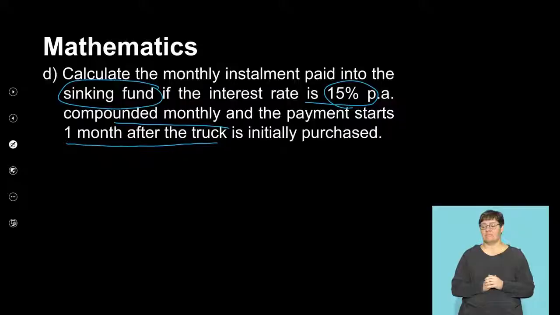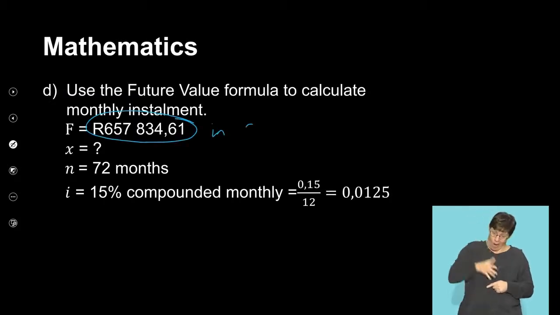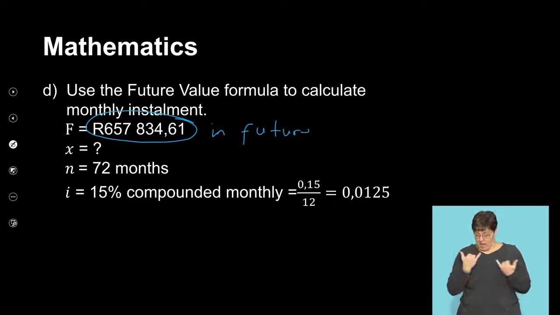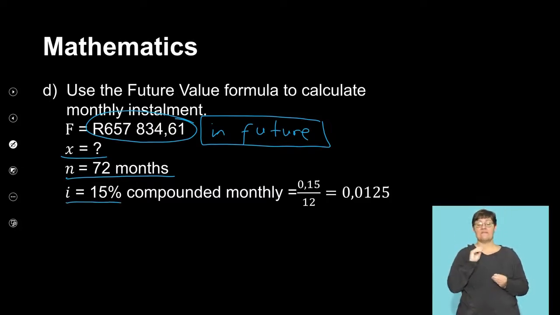Now, remember, we need the future value formula. Why future value? Because this is the amount I want to get in future. It's not the amount I have now. I want to get this amount in future so that when I sell this truck for the amount I'm selling it for, I can accumulate this much, withdraw it, and top up the new truck that I want. The number of payments will be 72. I want X because I don't know how much I must pay per month. And the interest rate is the 15% that the bank says they are giving us.